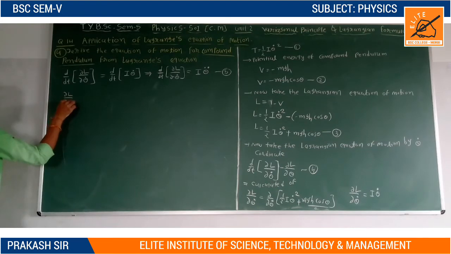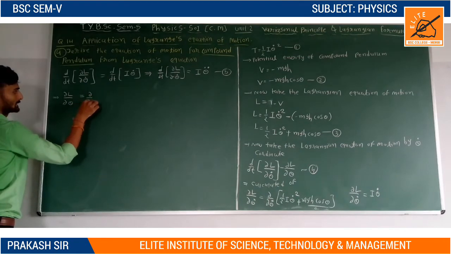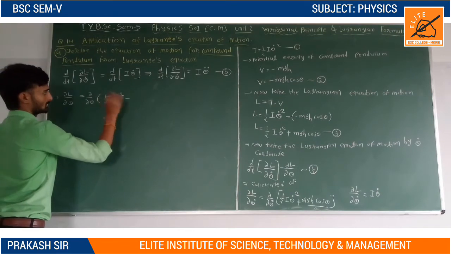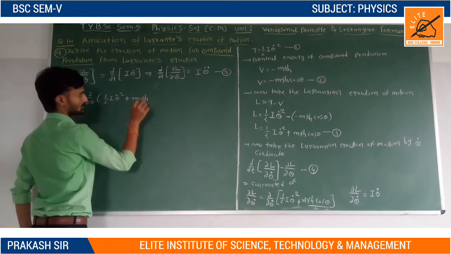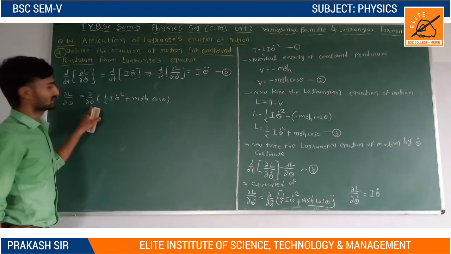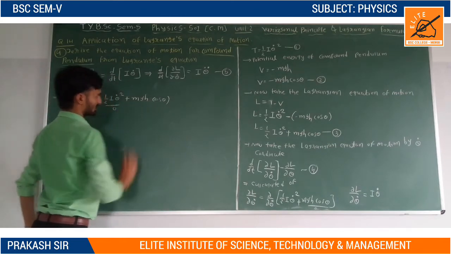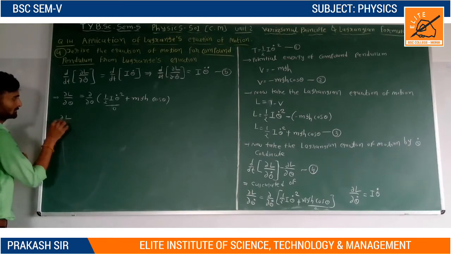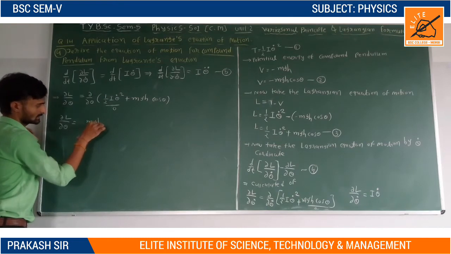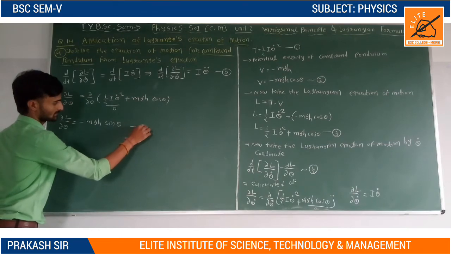Now calculate del L upon del theta. L is 1 by 2 I theta dot square plus mgh cos theta. Here the first term has no theta, so it is 0. Here mgh is constant, and the derivative of cos theta is minus sin theta. So del L upon del theta is minus mgh sin theta, equation number 6.